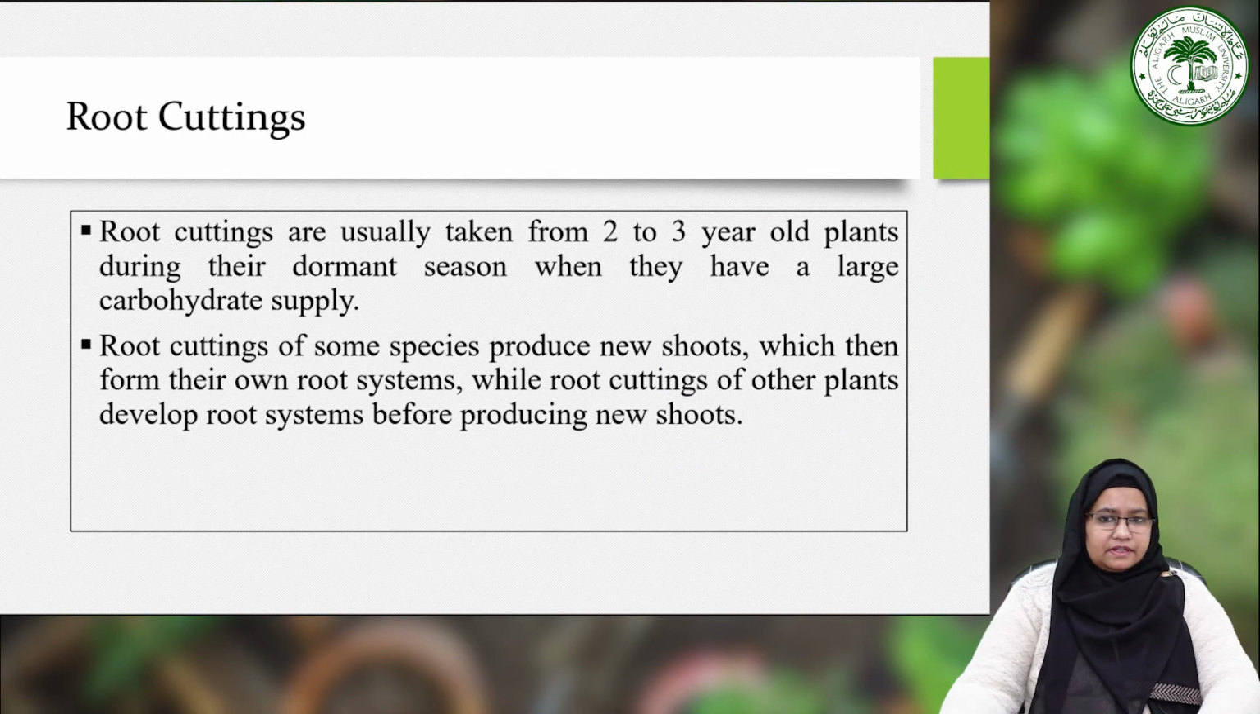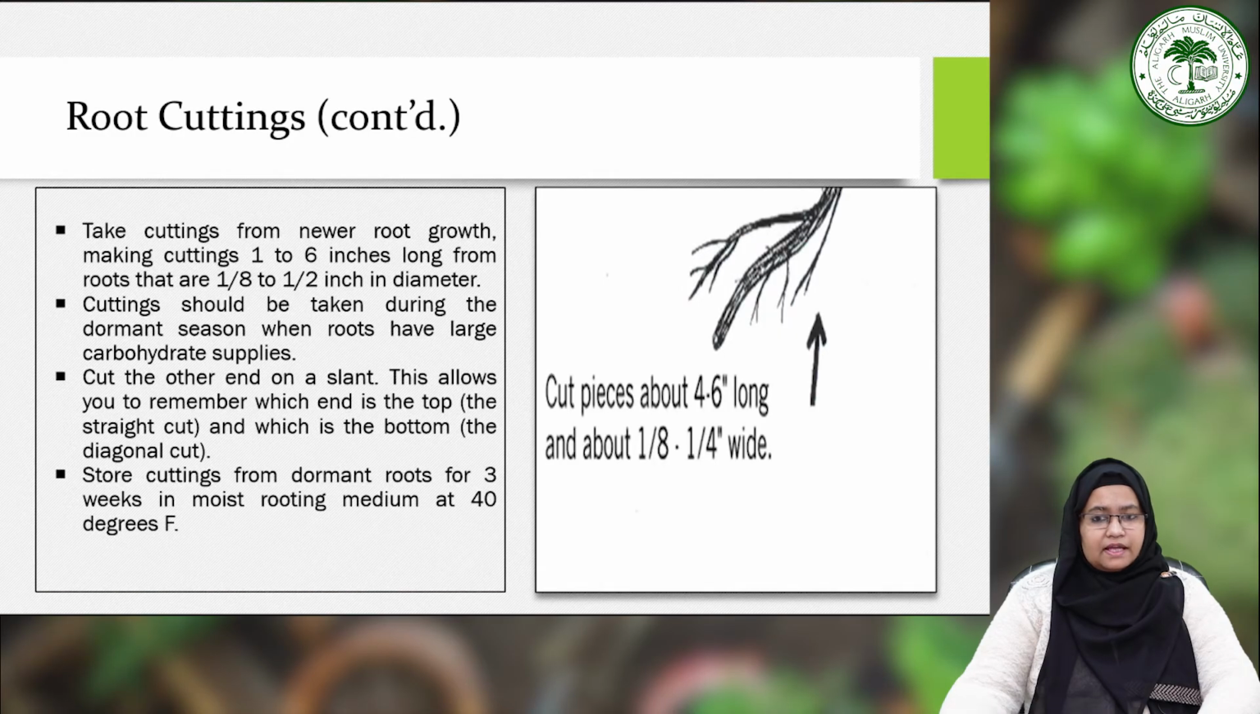Now, among the cuttings, starting with root cuttings: they are usually taken from 2 to 3-year-old plants during their dormant season when they have a large carbohydrate supply. Root cuttings of some species produce new shoots which then form their own root system, while root cuttings of other plants develop root systems before producing new shoots.